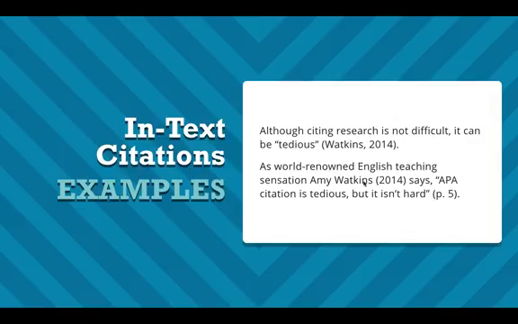You can mention the author in your actual sentence. And if you do so, as soon as that author's name appears, you have to put the year in parentheses. That's not an option. So whoever your author is, if you decide to mention them in your actual sentence, a year immediately has to appear. Then after the quotation appears, you put a page or paragraph number. That's for a direct quote.